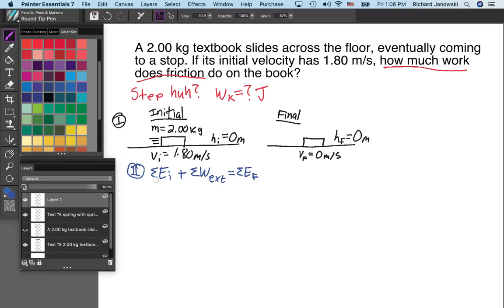We look at our pictures and we decide what kinds of energy we have by asking 3 questions. So look at the initial sketch. First question, is it moving? Yes, in the initial sketch it is moving. So we do have kinetic energy. So we are going to have a term for KE initial. Second question, is it at a height greater than 0? No. We're calling this height 0, so there's no GPE to worry about. And third question, is there a spring that is extended or compressed? There's not a spring at all, so there's no EPE. We don't have to worry about that.